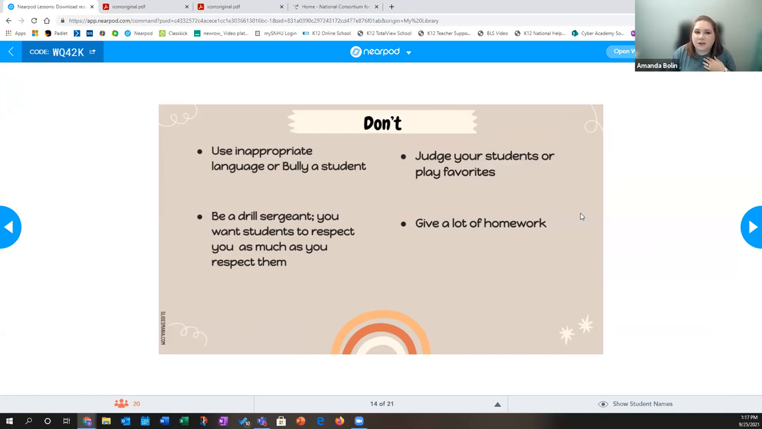And then I suggest not to give a lot of homework. You know, these students are in the classroom for 8 hours a day. A lot of them have jobs at the end of the day. And so giving a lot of homework is, I feel like, not always necessary.